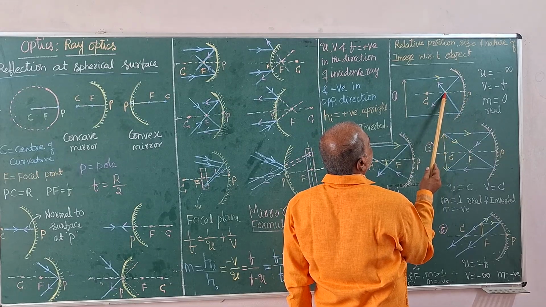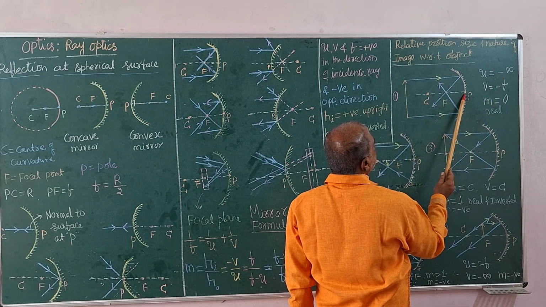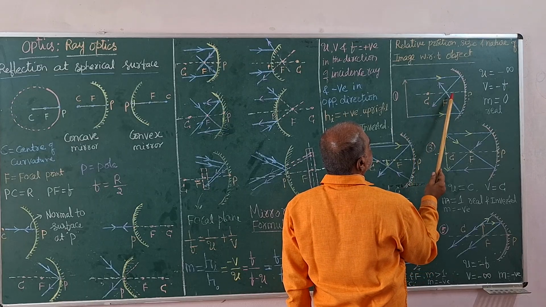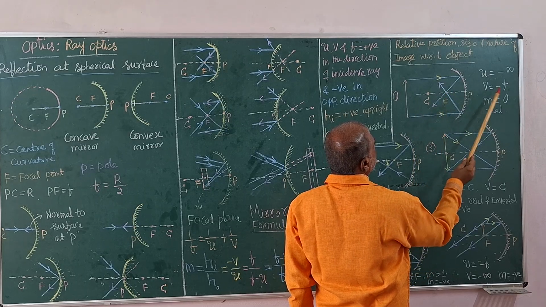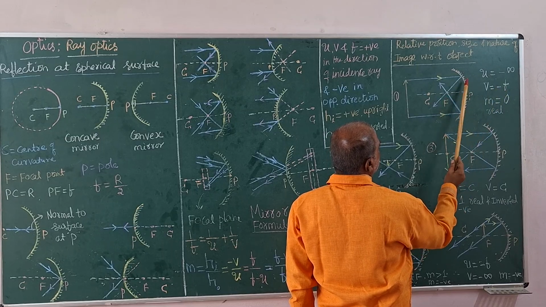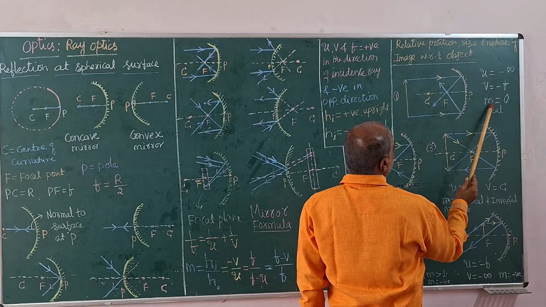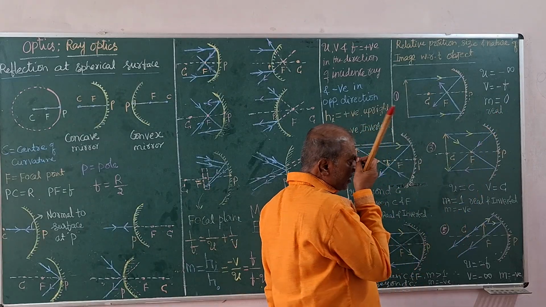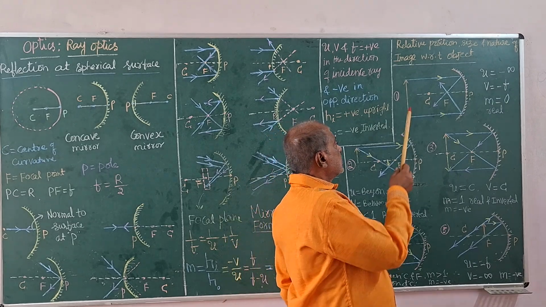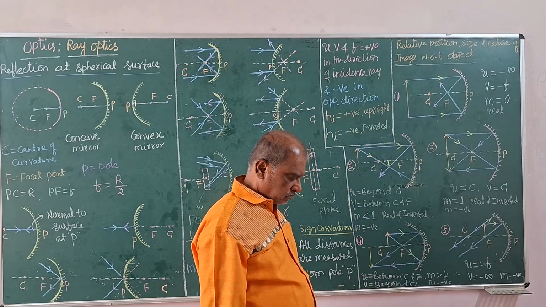And the distance of the object from this point here is minus infinity, because we are measuring in the direction opposite to the incident ray. And the distance of the image, it is at P equals F, it is minus F in the opposite direction, measuring from here to here. So V is equal to minus F, U equals minus infinity, M equals 0, real image, an invisible image of course. This is the kind of image formation when the object is at infinite distance with respect to a concave mirror.